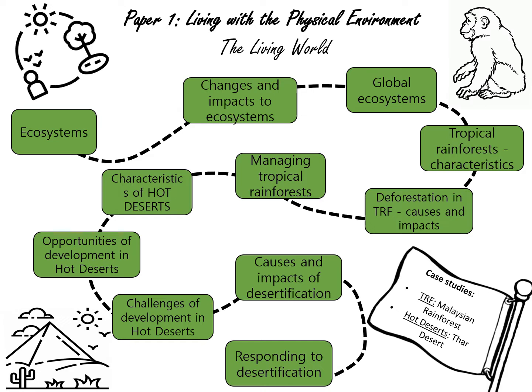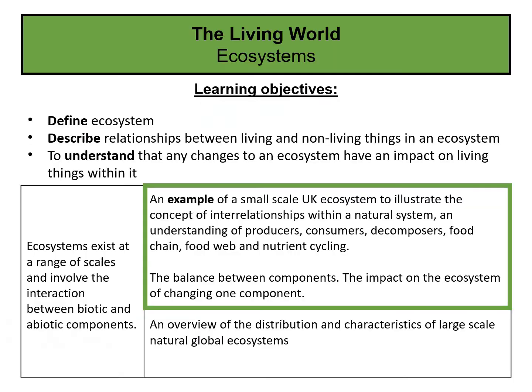So on the screen at the minute, we have a learning journey. The first lessons that we're going to be looking at this week are ecosystems and what they are, and then changes and impacts to ecosystems. We're going to be able to define an ecosystem by the end of this lesson and describe relationships between living and non-living things within an ecosystem, and then look at small-scale ecosystems such as a hedgerow and a freshwater pond.